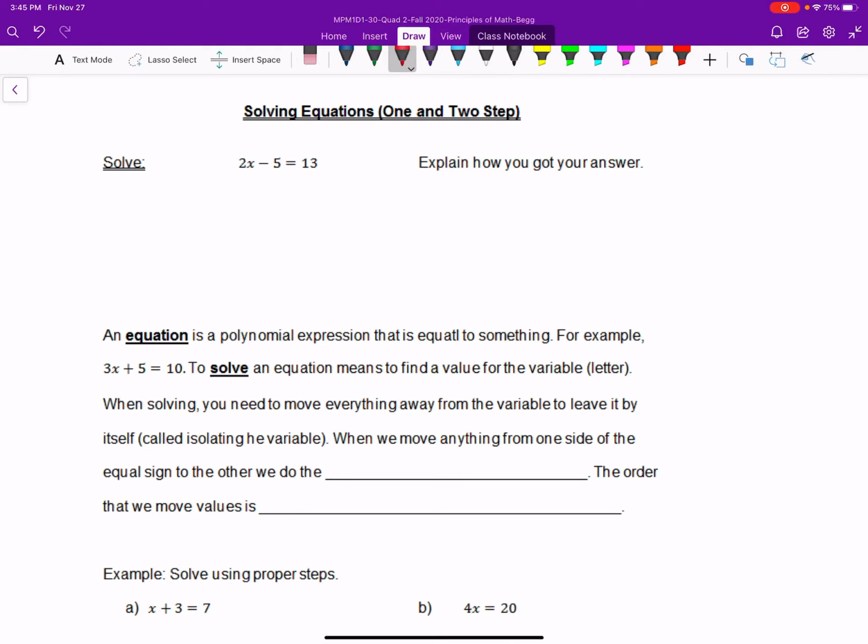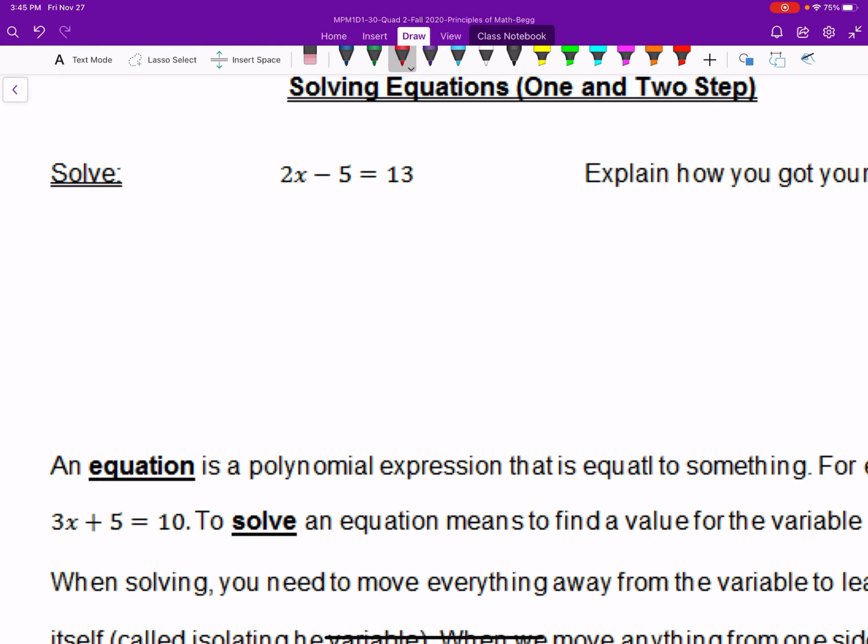In this lesson, we're going to start looking at solving equations. It's the first of a couple of lessons on solving equations. The main thing that we want to keep in mind when we're solving an equation is that we want to isolate the variable. So we want to get the variable by itself. And the way we do it is we look at the operations that we would have.